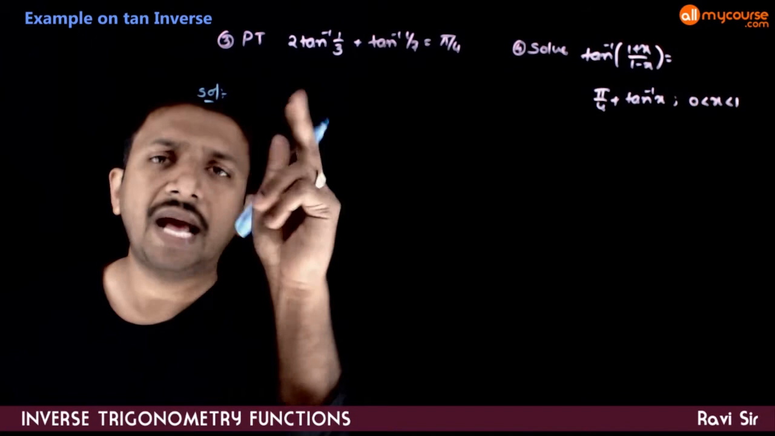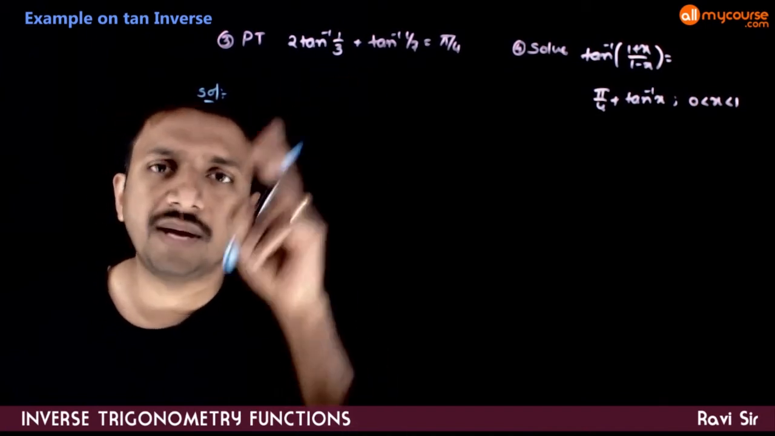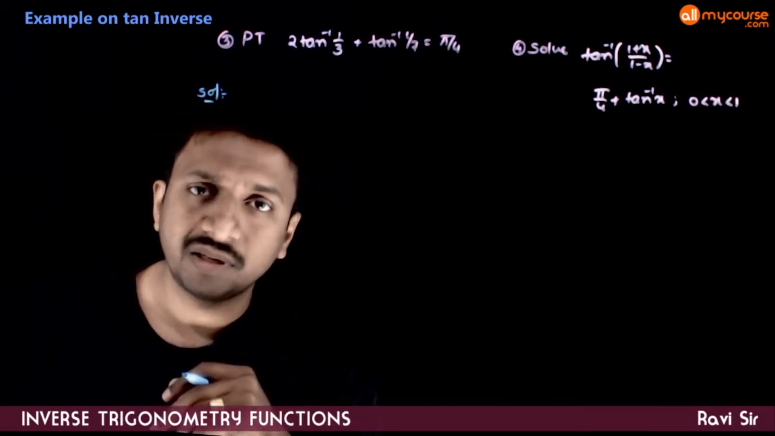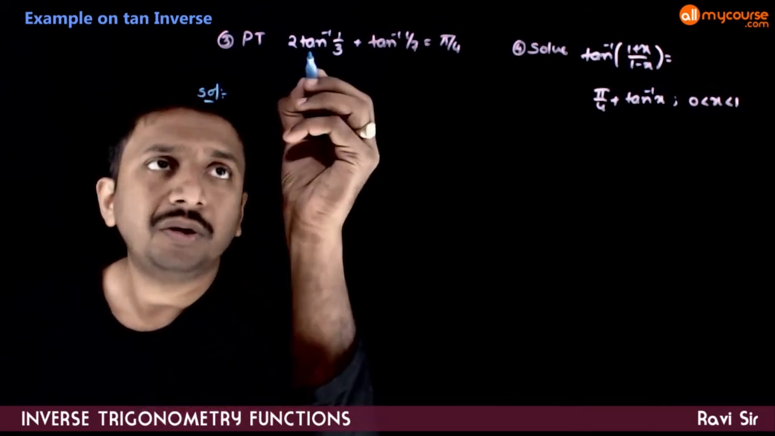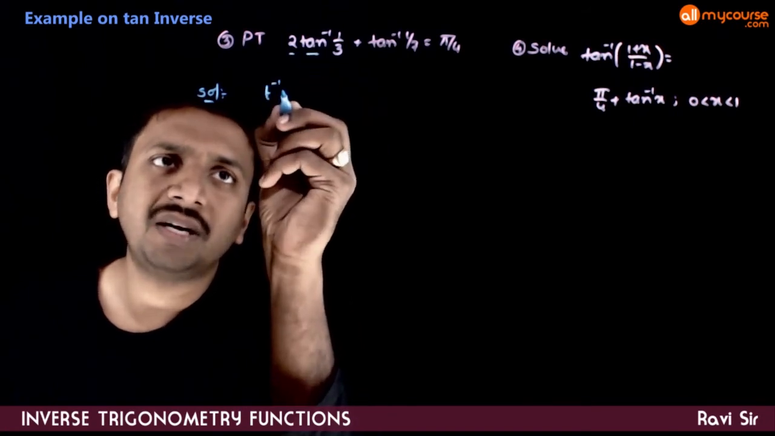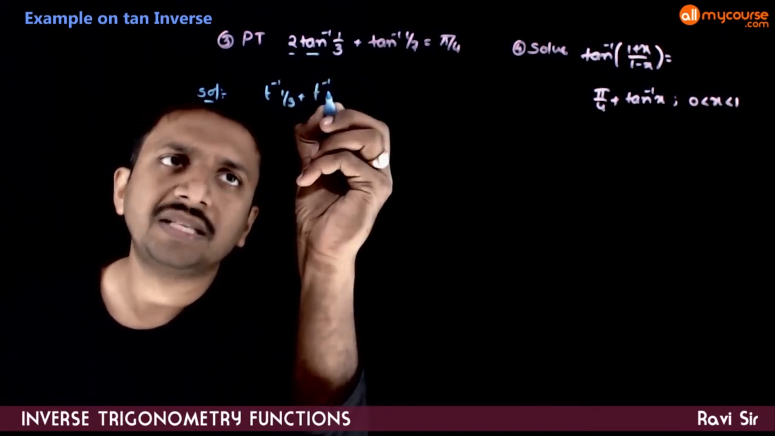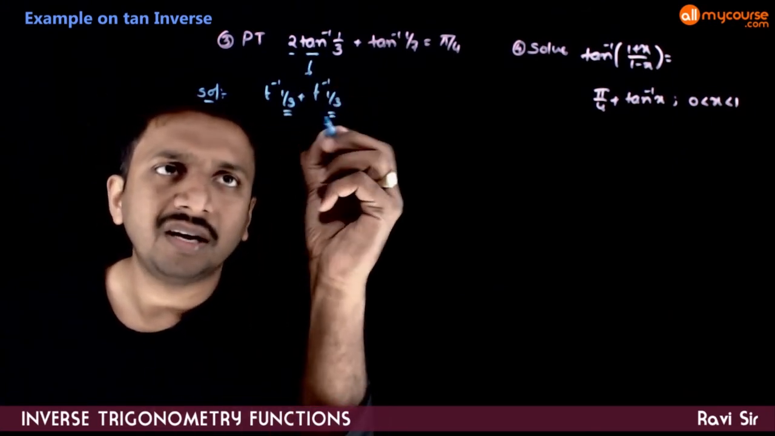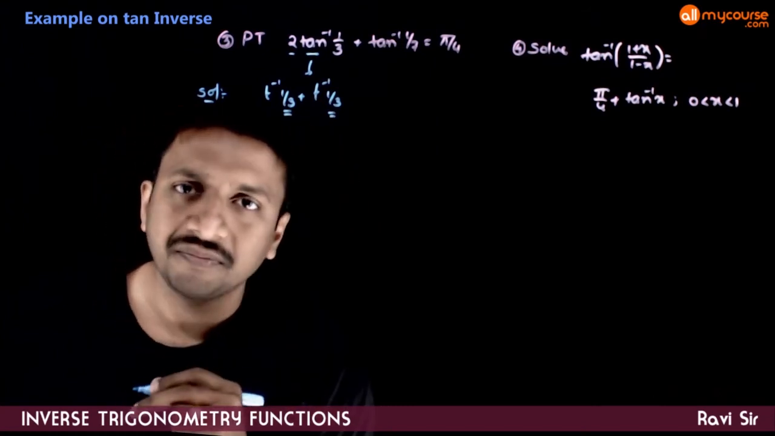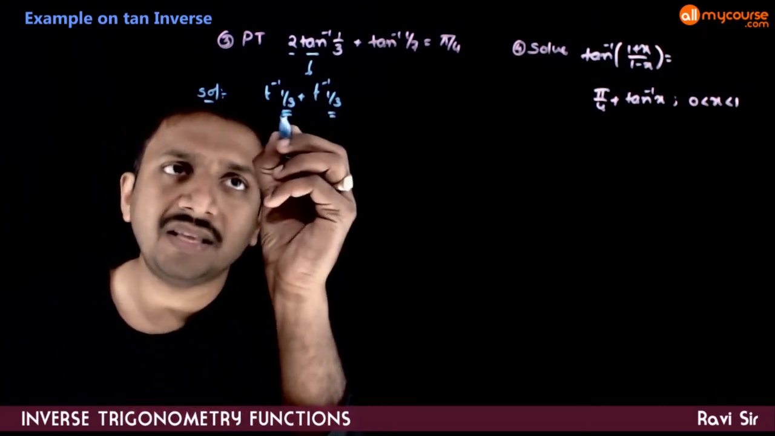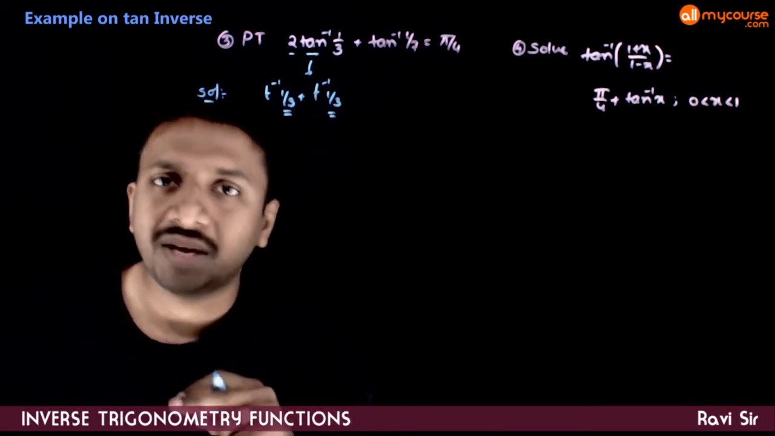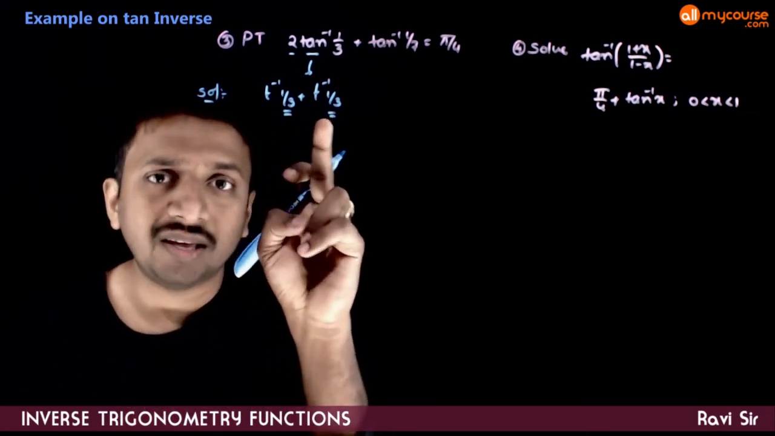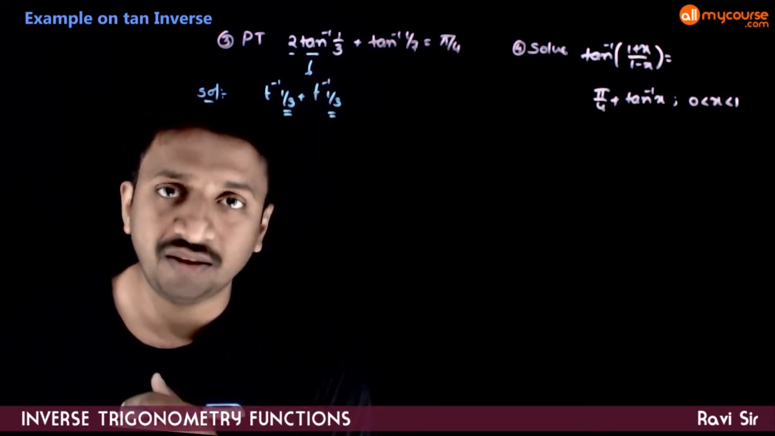So in the first part, you are asked to prove that 2 tan inverse 1 by 3 plus tan inverse 1 by 7 is equal to pi by 4. Now, the 2 tan inverse 1 by 3 is nothing but tan inverse 1 by 3 plus tan inverse 1 by 3. So this is of the form tan inverse x plus tan inverse y. Now let us multiply these two. 1 by 3 into 1 by 3 is 1 by 9, which is less than 1. So xy is less than 1, and I can directly apply the formula.